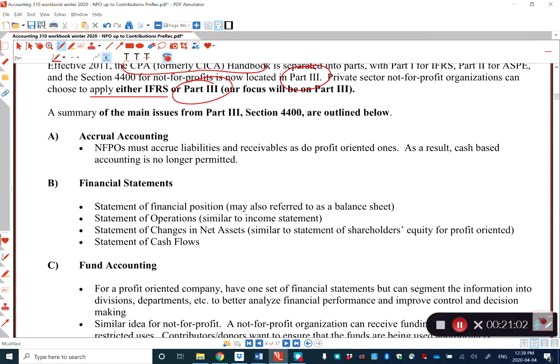So one of the first issues that shows up is the requirement to use accrual accounting. And this simply states in Part 3 or Section 4400 of our CPA handbook that not-for-profit organizations must accrue liabilities and receivables, the same thing as a profit-oriented enterprise. So that's something that you'd be used to. This is not going to be some kind of crazy accounting. Cash basis of accounting, no longer permitted. Can't use cash basis, right?